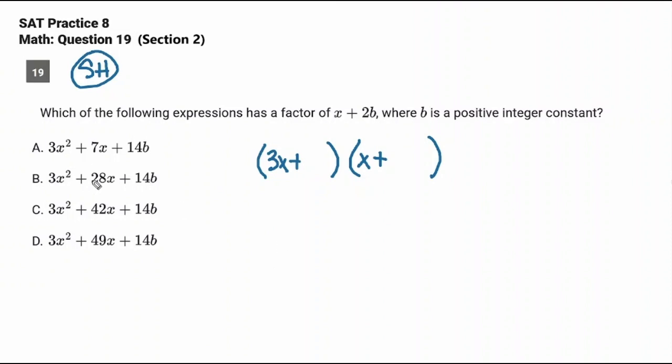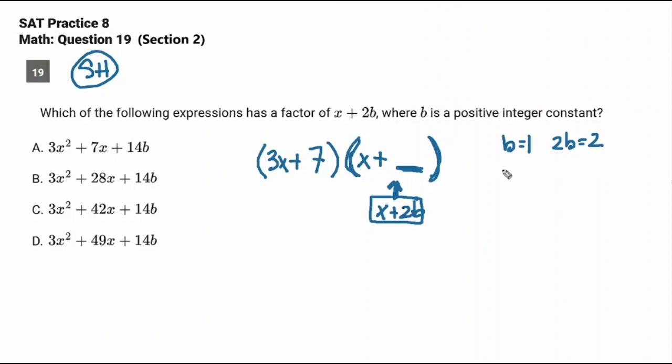Because look, these are all multiples of 7. And where's that 7 going to have to go? It's going to have to go right here. B could be a multiple of 7, but 2 isn't. So it's going to have to go right here. So this thing right here is x plus 2b, the thing in parentheses right here. So all you've got to do is figure out what's going to go right here to make one of these things happen. Let's just say b is 1. It's got to be a positive integer constant.